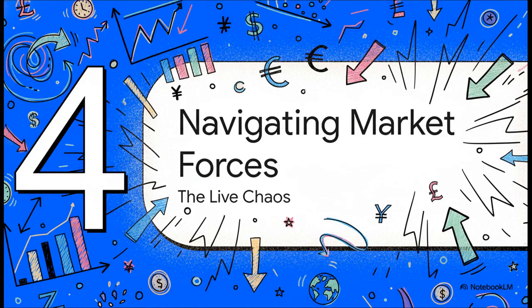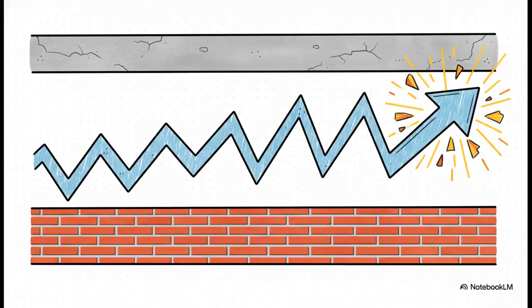All right, on to Section 4, Navigating Market Forces, the live chaos. So when you're staring at a chart, you'll notice prices move in trends. They can be uptrends, climbing higher, downtrends, falling lower, or even moving sideways, just completely flat. But as they move, they tend to ping-pong between two invisible barriers. Support acts like a bouncy floor, where the price often stops falling and jumps right back up. On the flip side, resistance acts like a heavy ceiling, where the price stops rising and gets shoved back down. That is, at least until a sudden breakout happens.